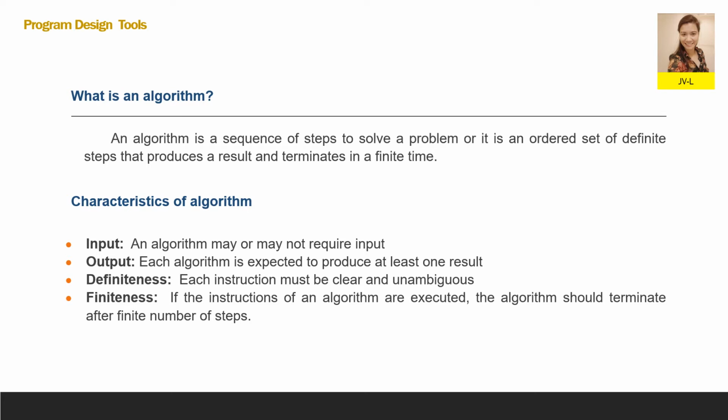Input: An algorithm may or may not require an input. Output: An algorithm may depend on the given or provided value. Each algorithm is expected to produce at least one result. Definiteness: each instruction must be clear and unambiguous. Finiteness: if the instructions of an algorithm are executed, the algorithm should terminate after a finite number of steps.